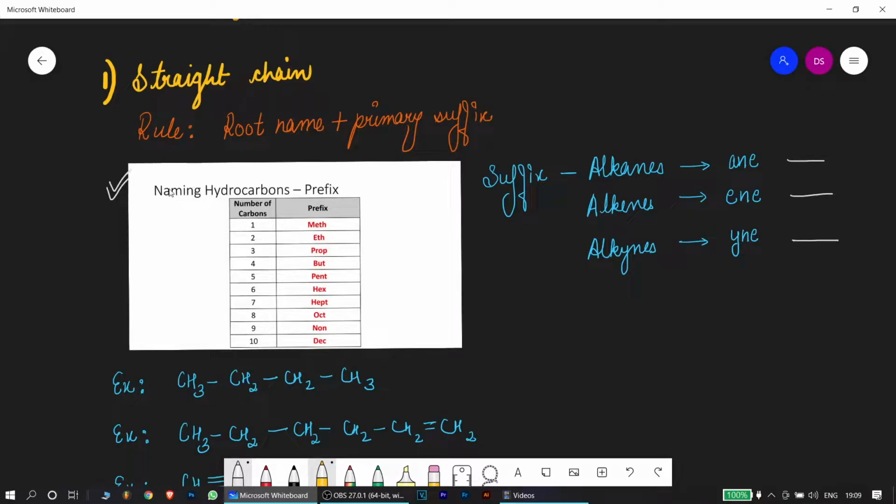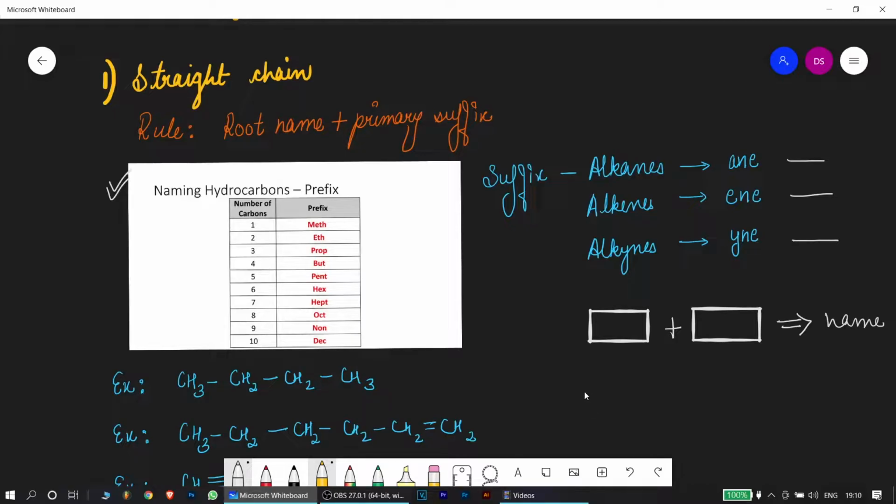Now before moving to the prefix part, let me tell you what a prefix is and what a suffix is, right? So prefix, as the name suggests, is the one which comes first when you name a compound, and the suffix comes later, and the prefix and suffix will give you the name of the carbon compound. I hope this is clear to all of you.